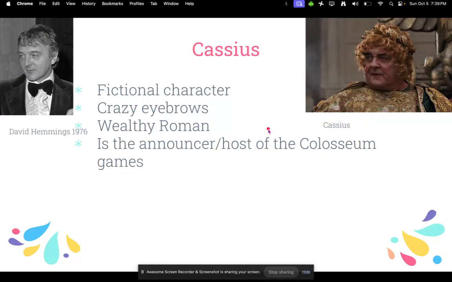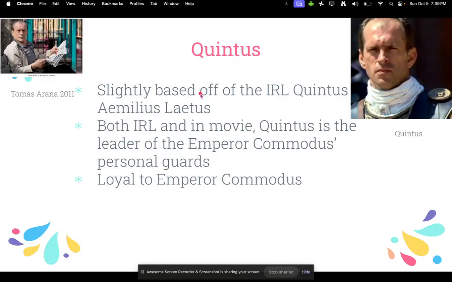We also have Cassius. So he's a fictional character. You can identify him because he has crazy eyebrows. He's a wealthy Roman, and he is the announcer slash host of the Colosseum Games. And then Quintus. So he is slightly based off of the in real life Quintus Aemilius Latius. So in both in real life and in the movie, Quintus is the leader of the Emperor Commodus's personal guards. He's very loyal to Emperor Commodus.